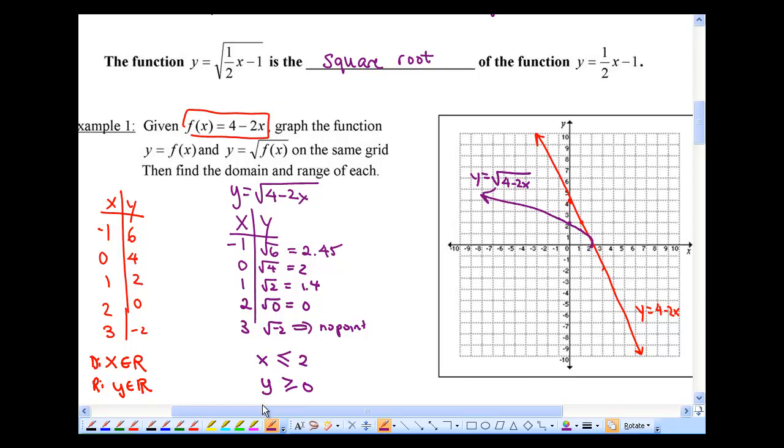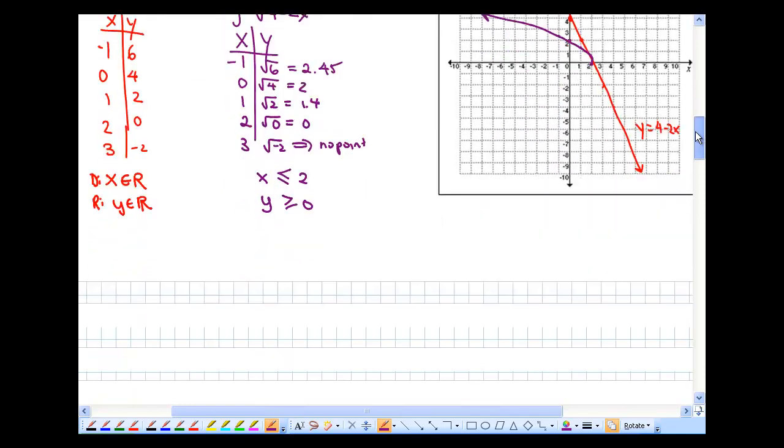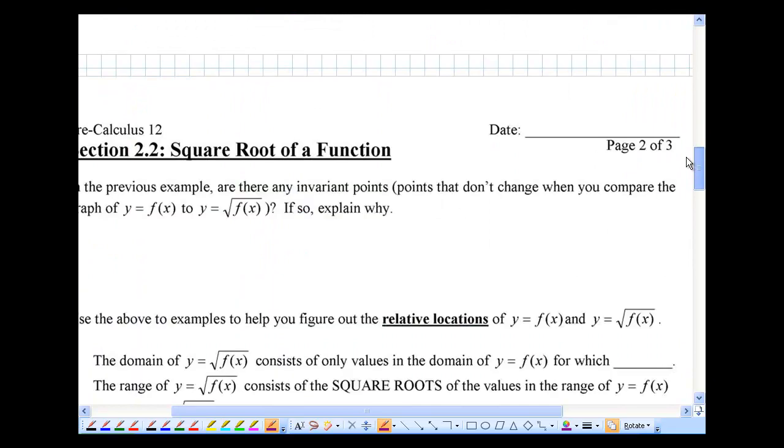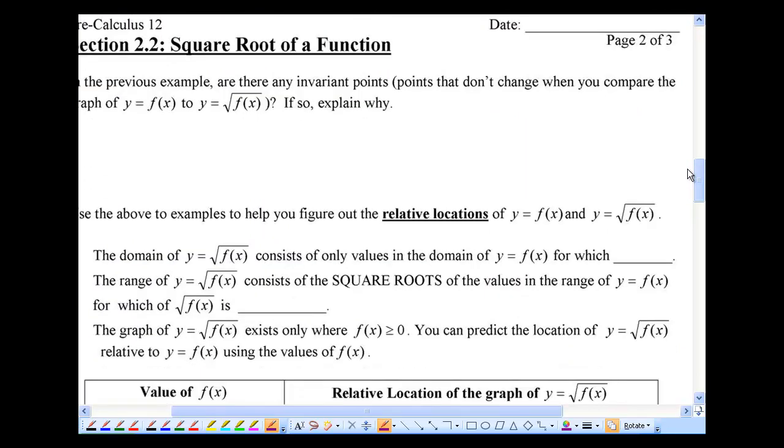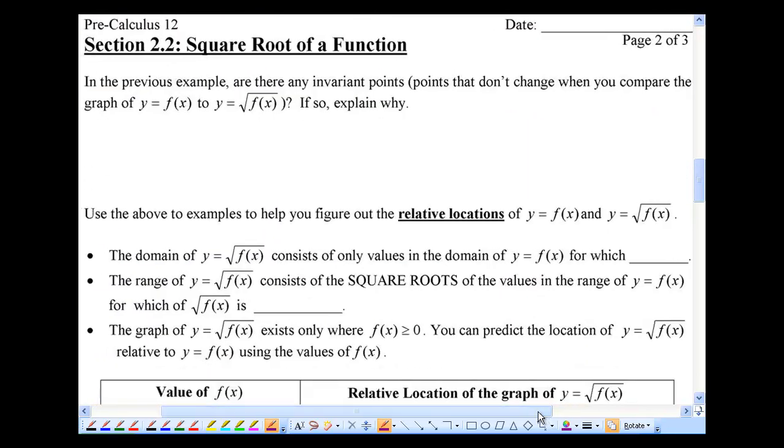Alright. Did you get that? I hope you did. If you didn't, go back and make the changes. So let's move to page 2. It says in the previous example, were there any invariant points? Once again, what are they? Yeah, they're points that don't change when you do the comparison of the original graph with the root graph. And if so, explain why.